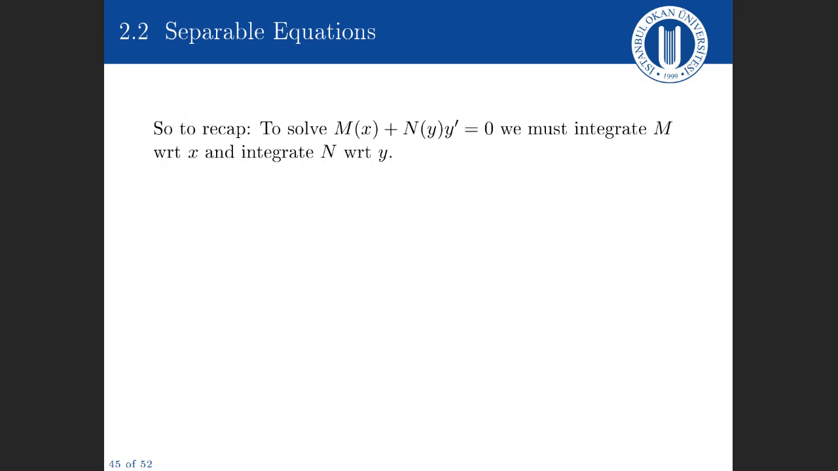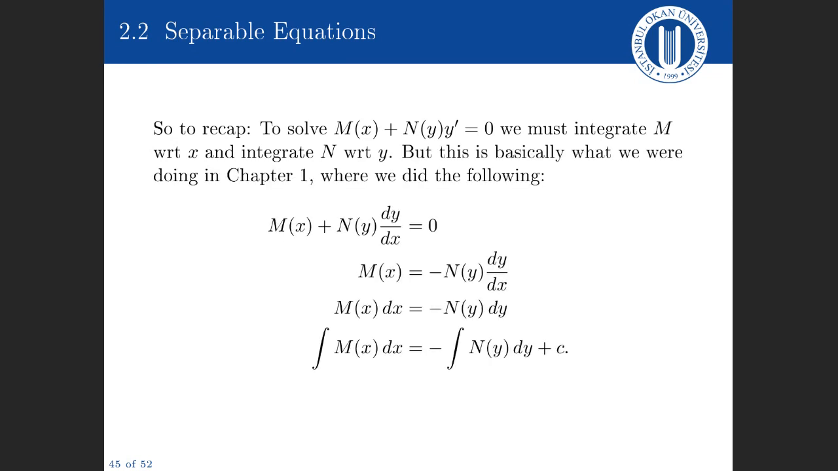So to recap, to solve m of x plus n of y, y prime is equal to 0, we need to integrate m with respect to x, and we need to integrate n with respect to y. But this is basically what we were doing last week. When we used the method I showed you in chapter 1, the method I said that pure mathematicians didn't really like, we rearranged our equation so that all of the x terms are on the left and all of the y terms are on the right, and then we integrated. We integrated m with respect to x, and we integrated n with respect to y. So basically, we were doing the same thing last week.